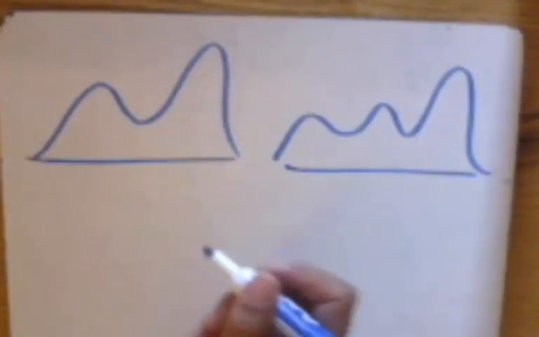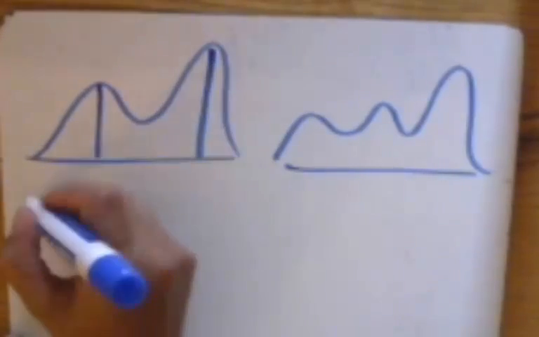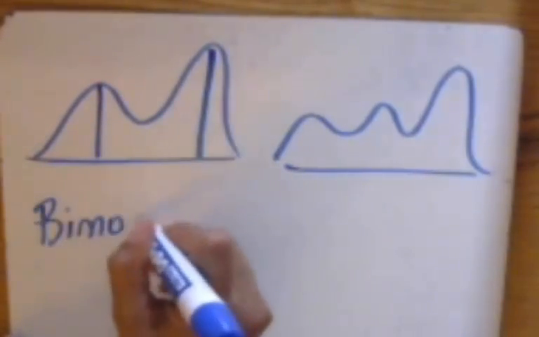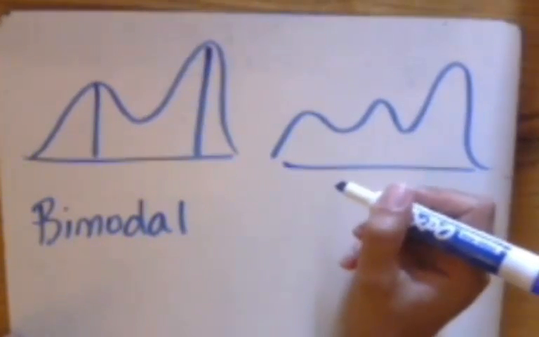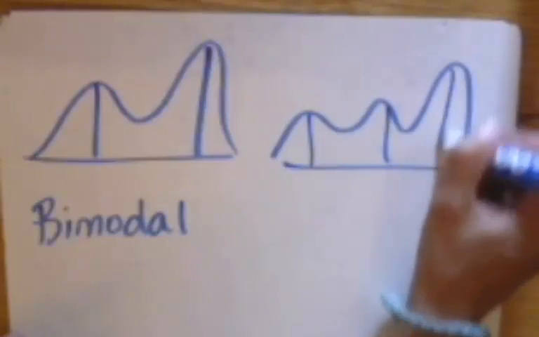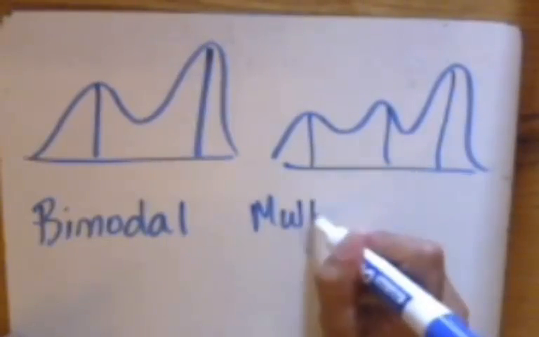If you have distributions that look something like this, where we have what we might call two modes, this is what we call a bimodal distribution. And if you have anything more than two modes, such as something like this, we would call it multimodal.